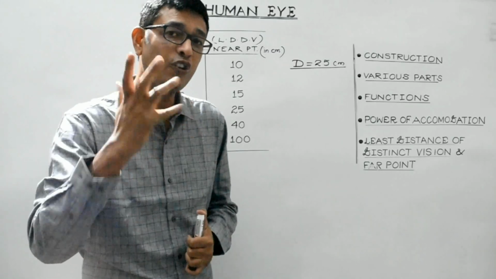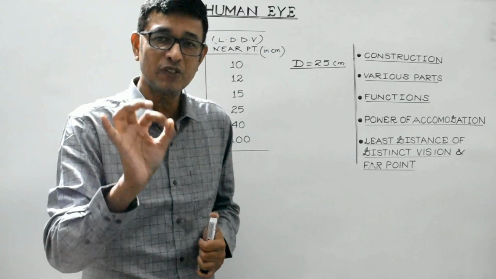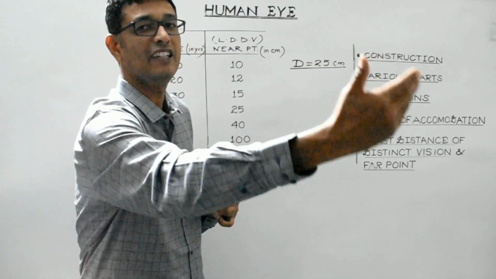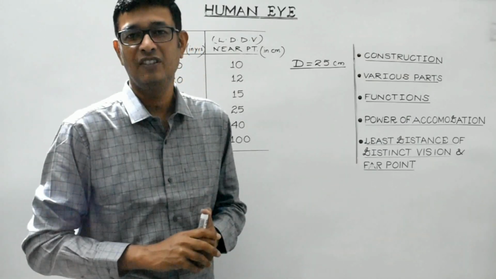So what will be the range of normal vision then? For a normal eye, the range of vision will be from 25 centimeter to infinity. So that is known as the range of vision.